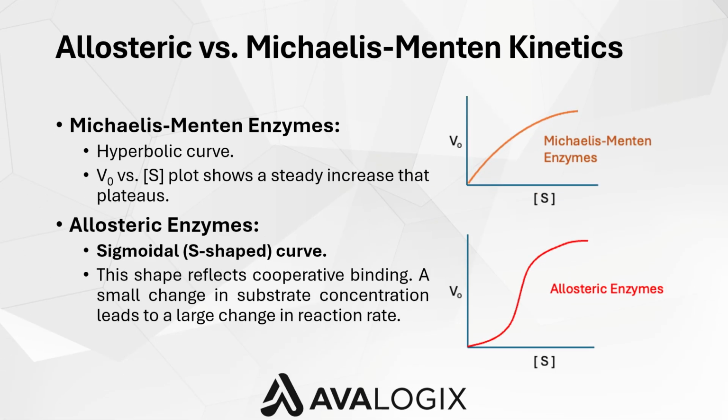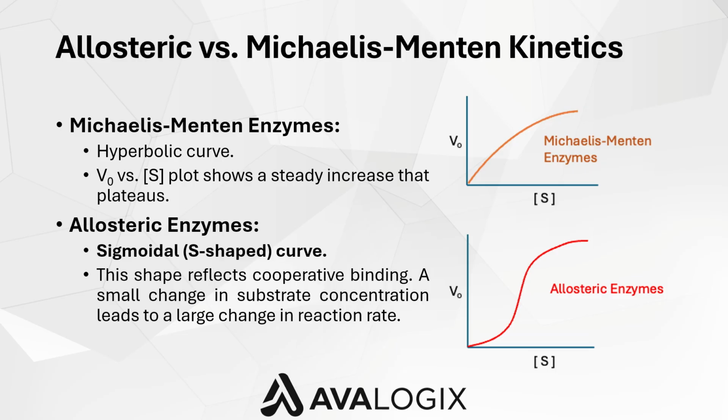The unique behavior of allosteric enzymes is visually represented in their kinetic plots, which look very different from the ones we're used to seeing. For a typical enzyme that follows Michaelis-Menten kinetics, the plot of reaction velocity versus substrate concentration is a classic hyperbolic curve. This curve rises steadily and then plateaus as the enzyme becomes saturated with the substrate. It's a simple, predictable relationship.